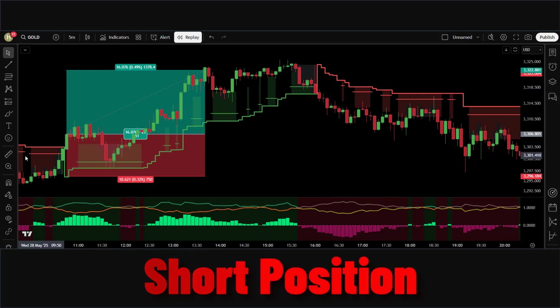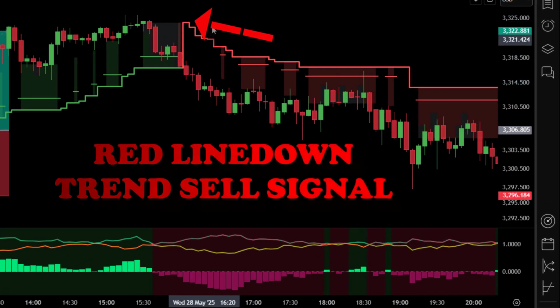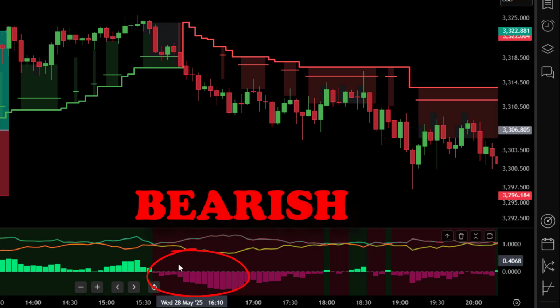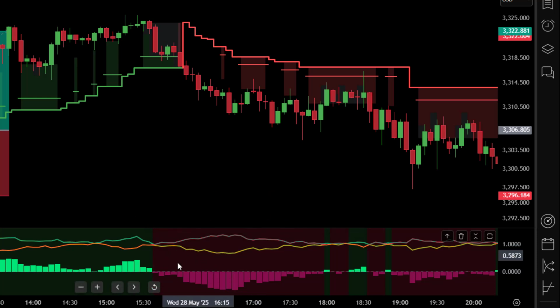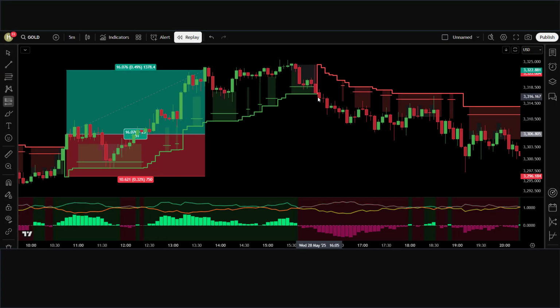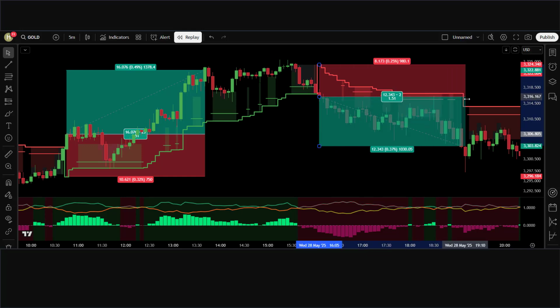Now let us understand short position. When the larger trend indicator gives us the red line downtrend sell signal, when the market has formed a bearish candle, and when the histobars of long-short DOM indicator are bearish, if this condition is fulfilled, then we will place a sell order. Our stop loss will be placed at the supertrend line of larger trend indicator, and the risk to reward ratio will be 1:1.5. The market has completely hit the target.